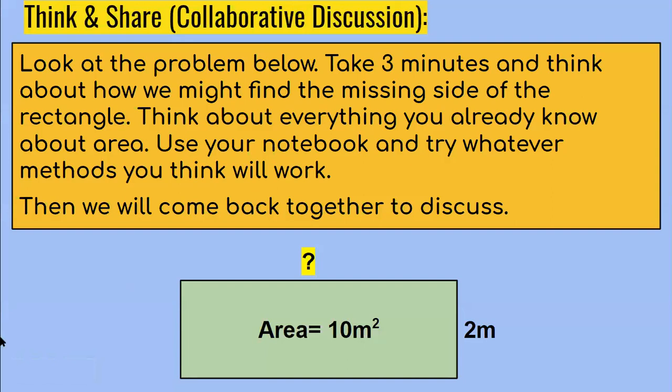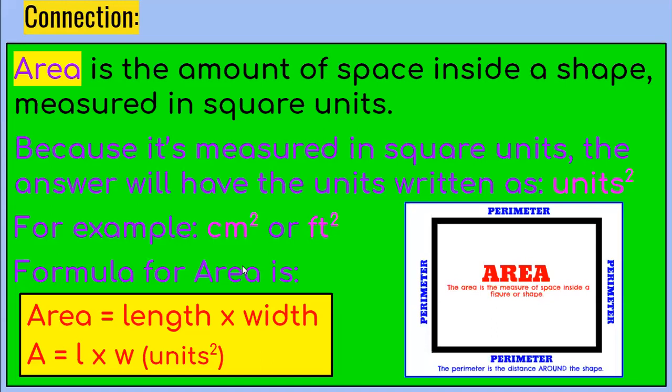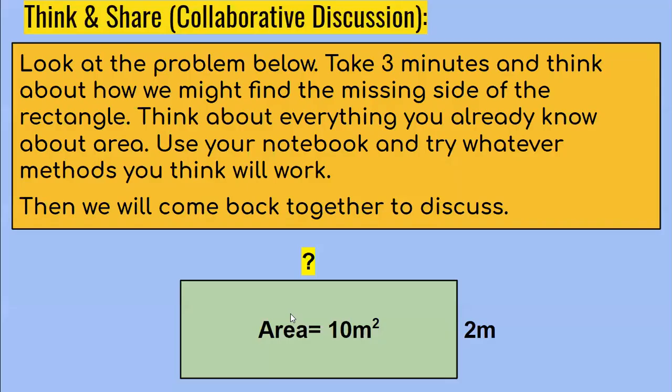So knowing that the area inside this rectangle is 10 meters squared, remember we can just ignore this, but that's how we show that it's area. And we know that the width is 2 meters. We don't know the length, but we know the area is length times width. What would be your answer?